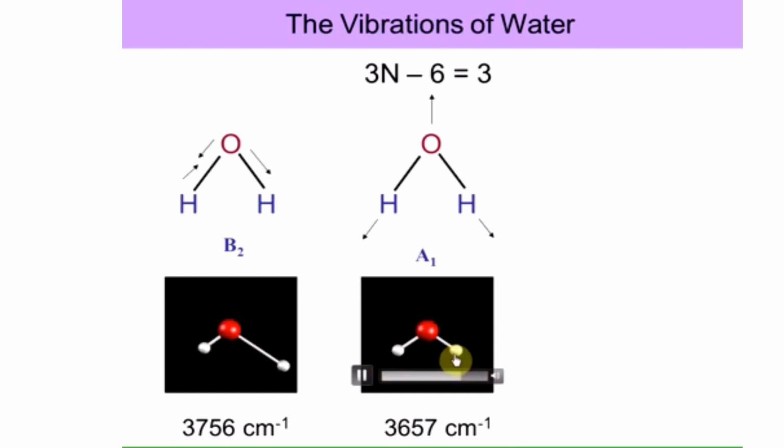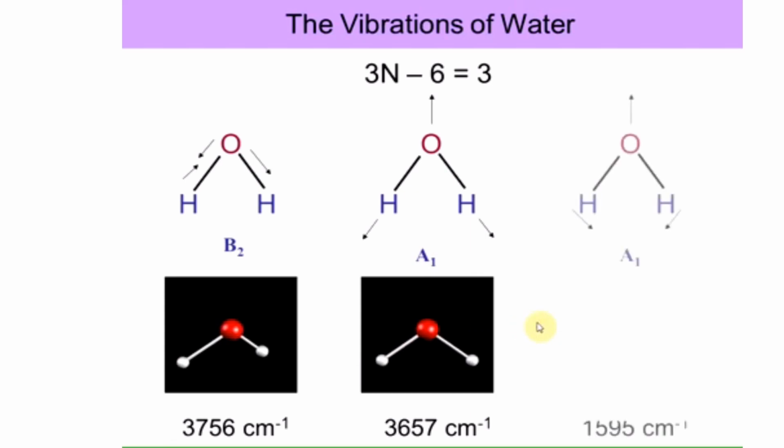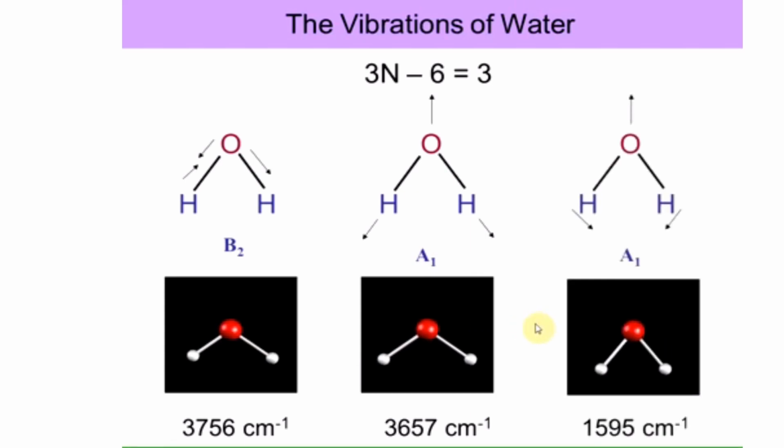And then our other A1, because we said, remember, there are three vibrational modes, a B2 and A1, and another A1. This other A1 comes at a lower frequency at 1595, and this is a bend. So this bend produces a change in polarizability and the change in the net dipole moment of the molecule.